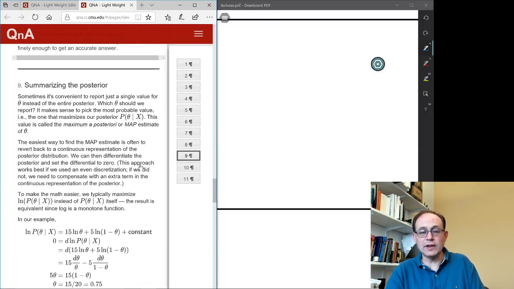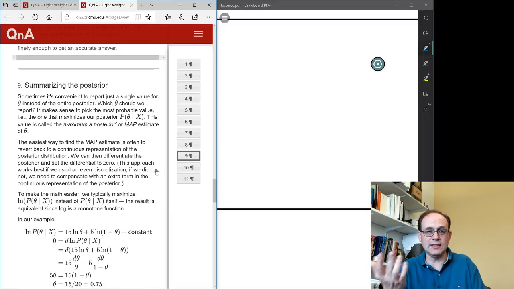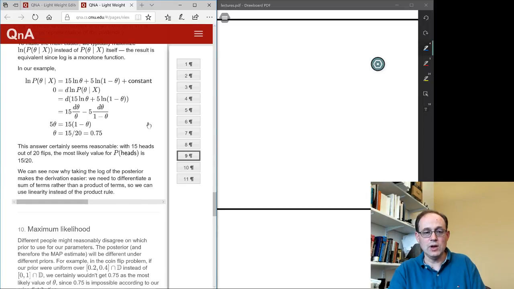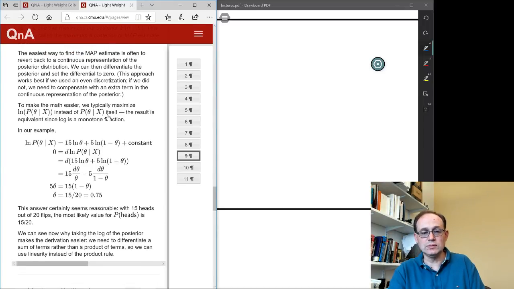I should point out that for uniform versus non-uniform discretizations, you have to account for that when you're using this trick of going back to a continuous representation, but you can do that, or you can just start with an even discretization to begin with, and then that works. All right, so in our example, it's pretty easy to do. What we're going to do is maximize the log of p of theta instead of p of theta itself.